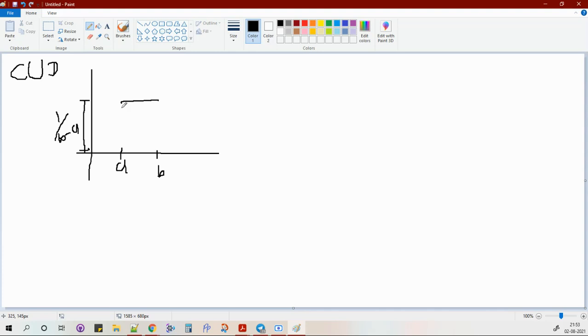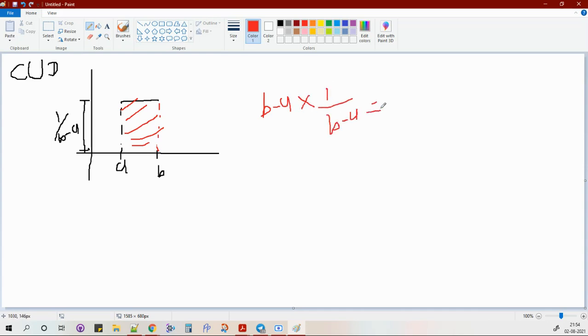Why? Because this area, the area I'm talking about, is this. It should be 1 only. So how would this area be 1? I need to multiply B minus A multiplied by 1 divided by B minus A.